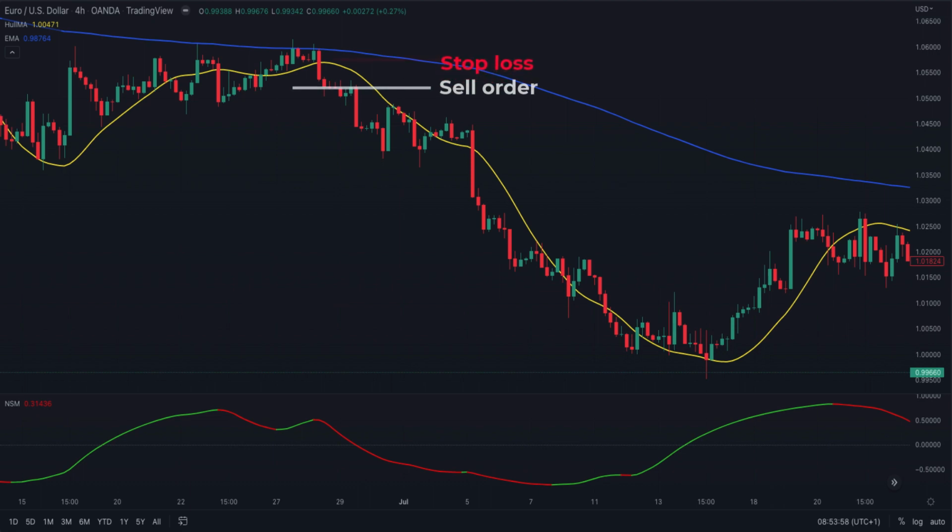Then, we place a stop-loss order at the Hull moving average. The take-profit order will be set at 3 times the risk.